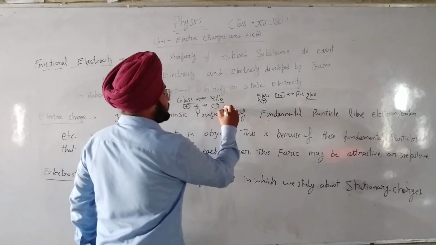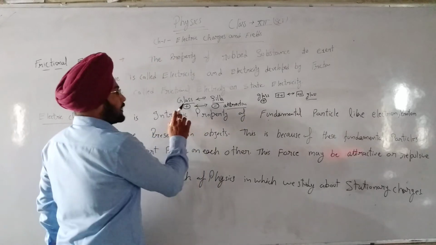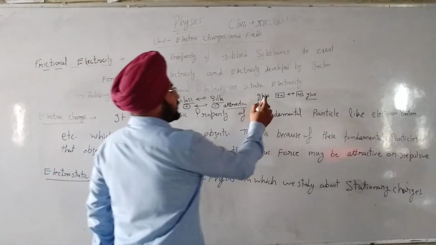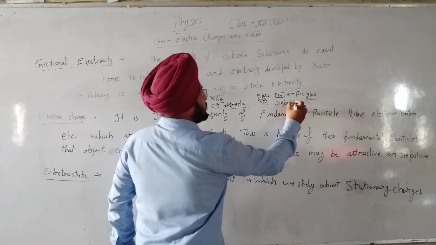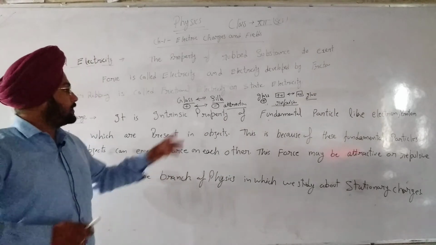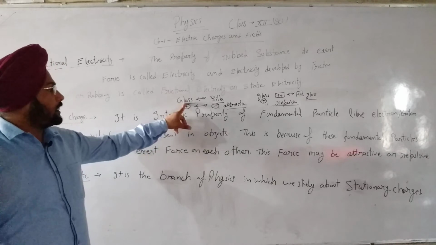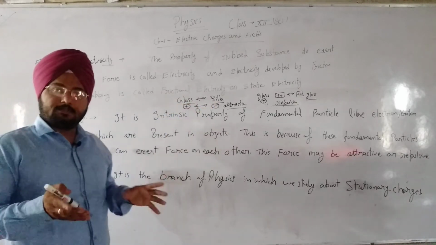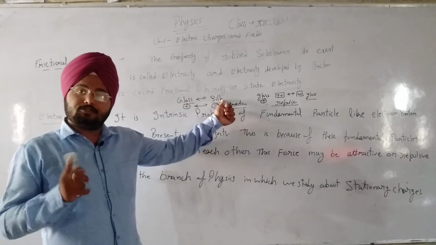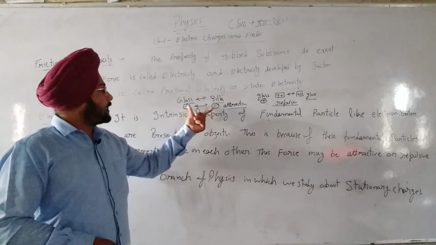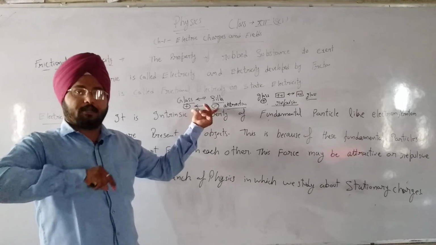Here there will be attraction. Why? Because glass is positive, silk is negative. But here both are positive, so there will be repulsion. So here we can define the charge. Charge is the property of this glass or this silk, by virtue of which it can apply force on each other. ये एक दूसरे के ऊपर फोर्स लगा सकते हैं, ऐसी प्रॉपर्टी है.